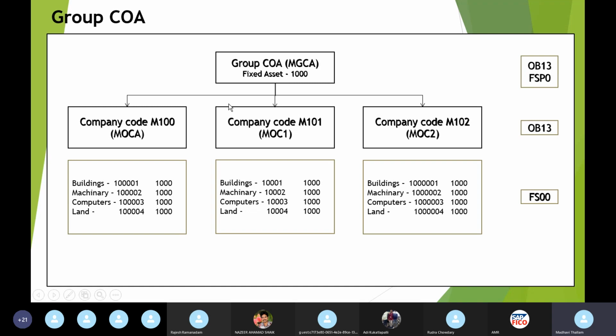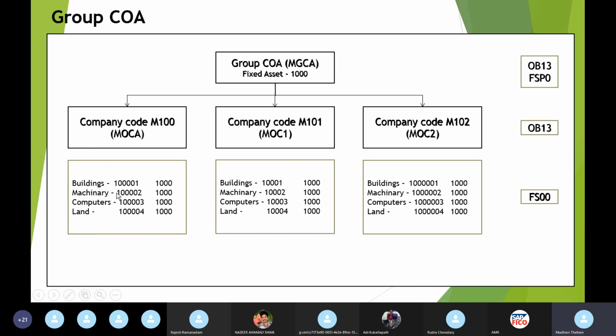Here is one interview question: when do we need to create group COA, and when do we not need to create it? If we use the same operational chart of account for these 3 company codes, there is no need to create any group COA. Here I took 3 different kinds of operational COA. That's why I created group COA under the OB13 T code.